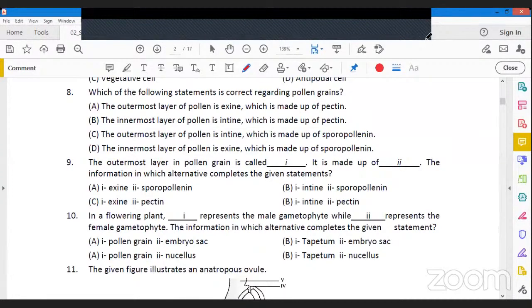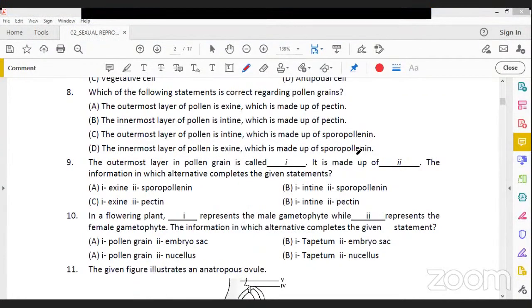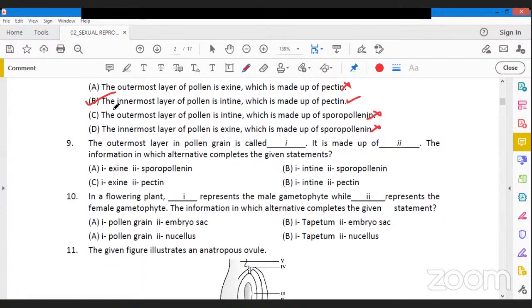So the eighth one. Yes, very good. The outermost layer of the pollen is exine made up of pectin. Wrong, it is made up of sporopollenin. The innermost layer of the pollen tube is intine, which is made up of pectin. Very good. The outermost layer of the pollen is intine? Wrong, the outermost is exine. The innermost layer is exine? Wrong. So the correct answer is: the innermost layer of the pollen is intine and is made up of pectin and hemicellulose. Okay, cellulose, pectin, and all that.